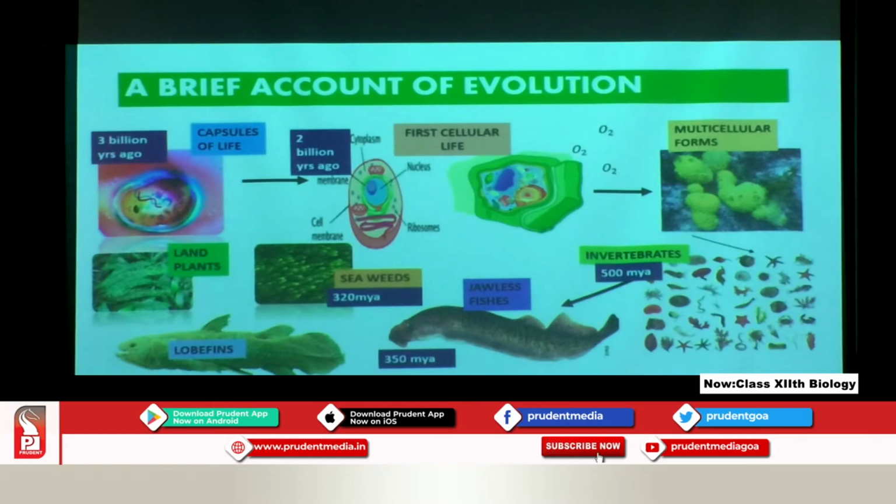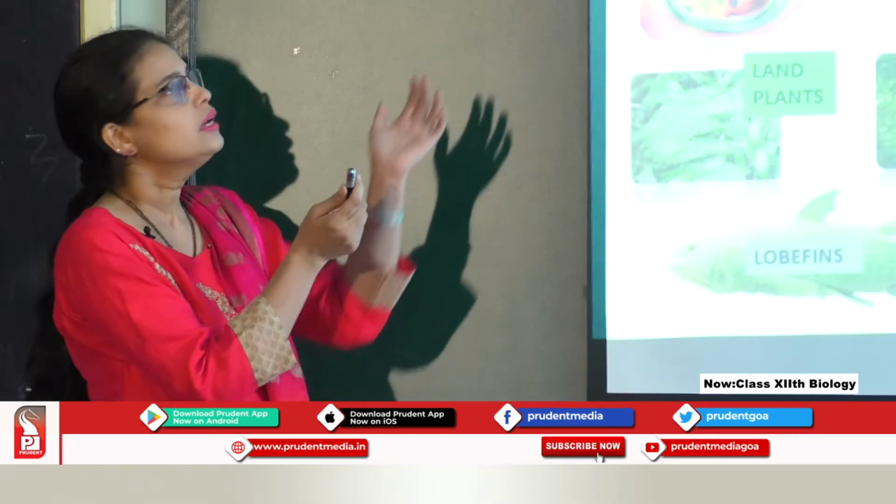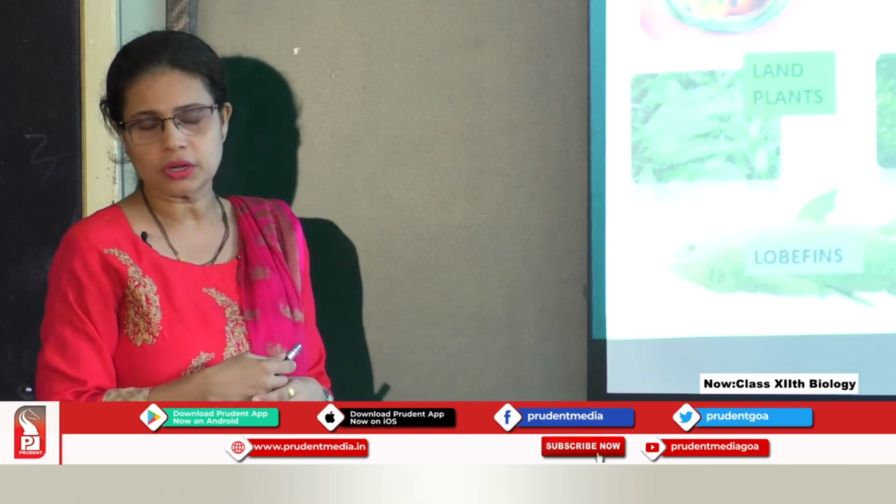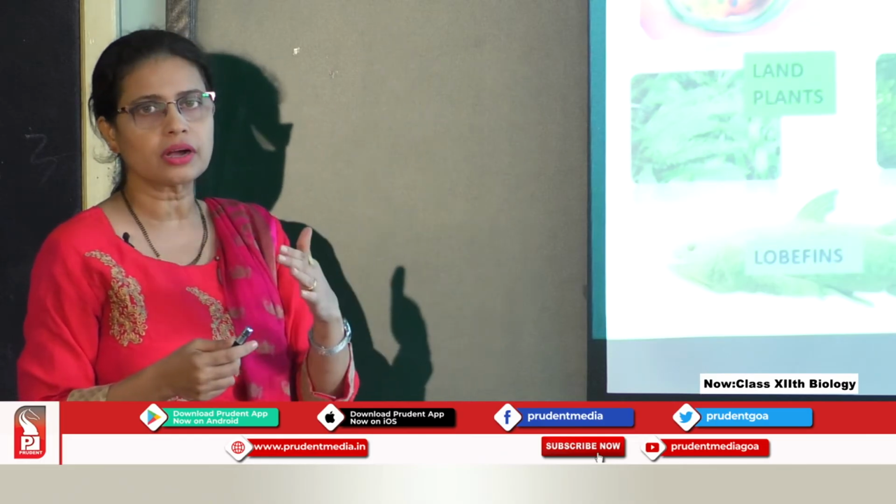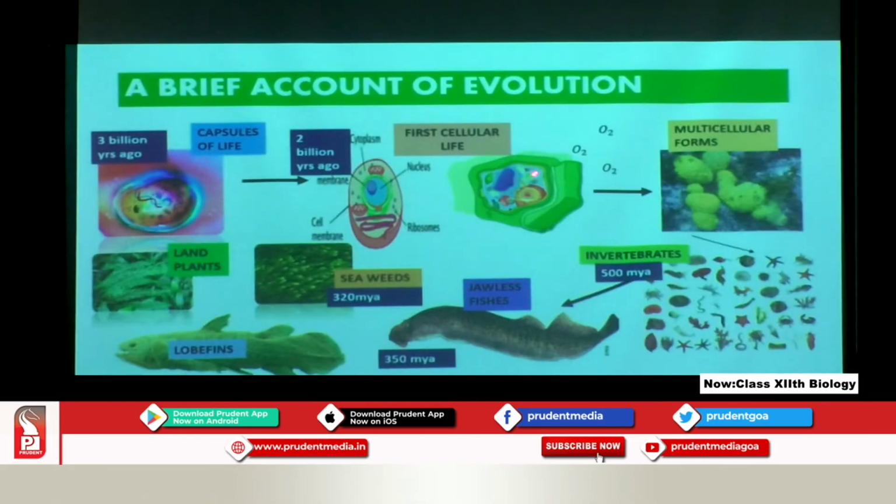The next topic is a brief account of evolution. Now we are saying a brief account because we know evolution is such a long process. If I have to give you a summary of this, that is what is known as a brief account. And in your textbook they have given the brief account, but I have tried to show you with pictures. They say you always remember better with pictures. So let's now go through this brief journey, you can say, of evolution.